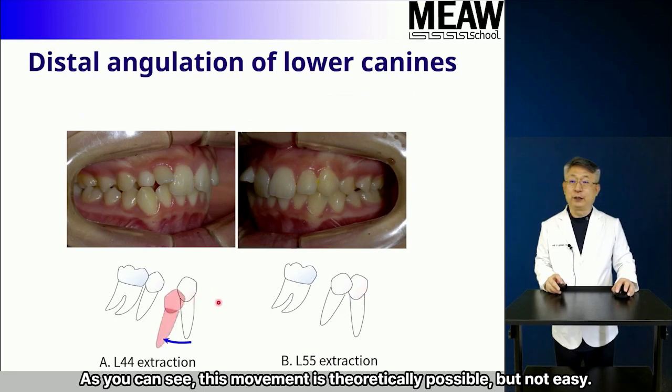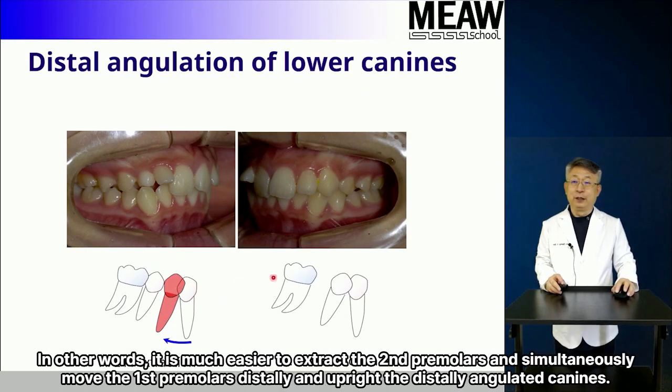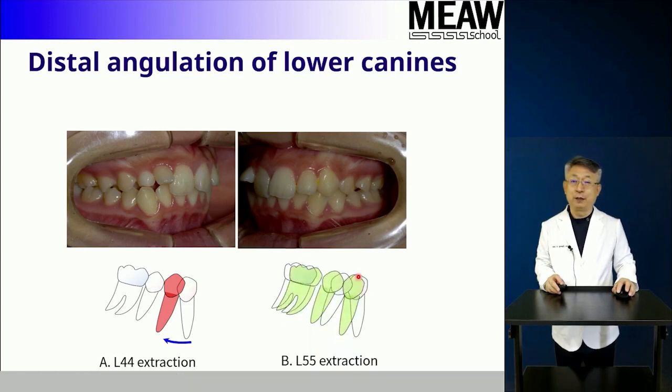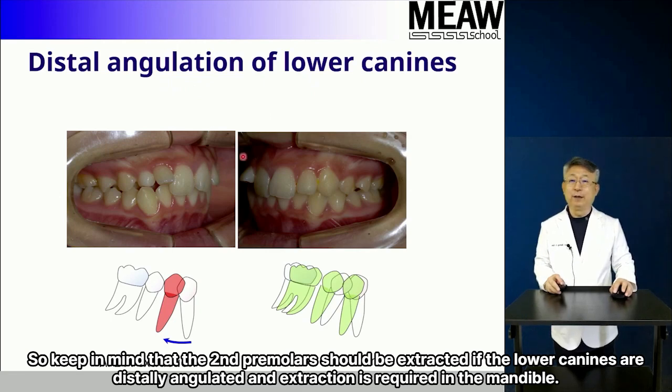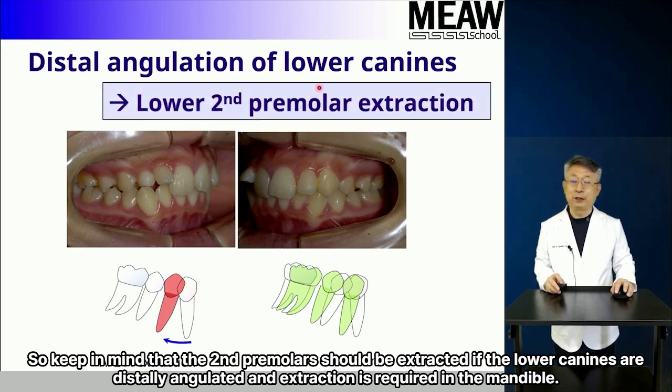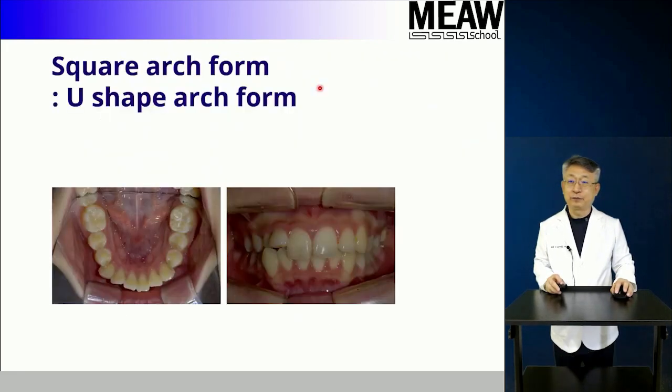As you can see, this movement is theoretically possible, but not easy. In other words, it is much easier to extract the second premolars and simultaneously move the first premolars distally and upright the distally angulated canines. So keep in mind that the second premolars should be extracted if the lower canines are distally angulated, and extraction is required in the mandible.